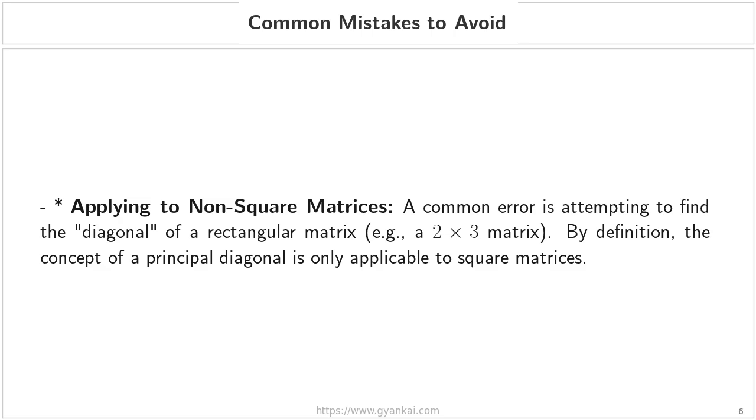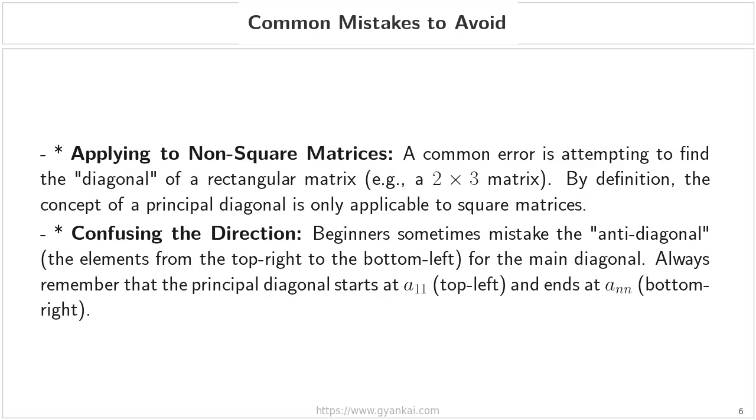First, be careful not to apply this concept to non-square matrices. A frequent error is attempting to find the diagonal of a rectangular matrix. For instance, a matrix with 2 rows and 3 columns. As we emphasized at the very beginning of this lesson, the concept of a principal diagonal is strictly applicable only to square matrices.